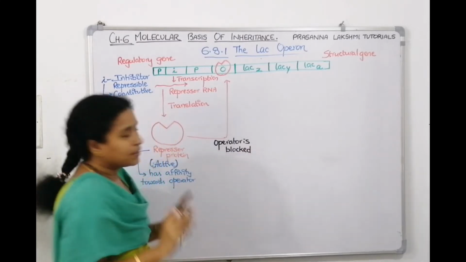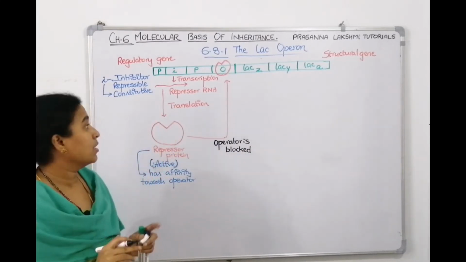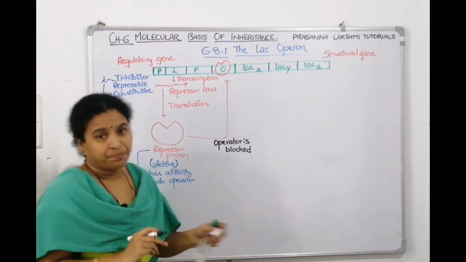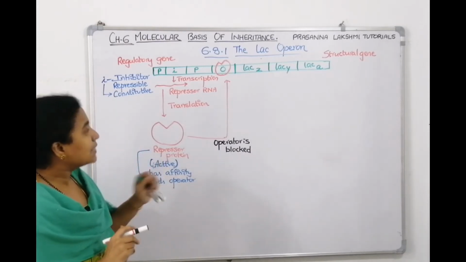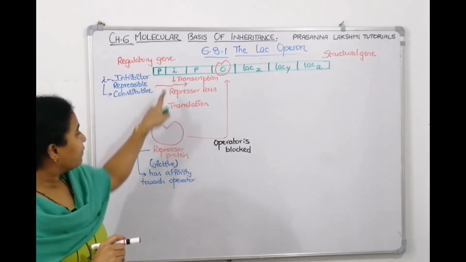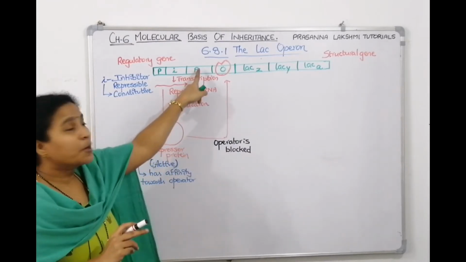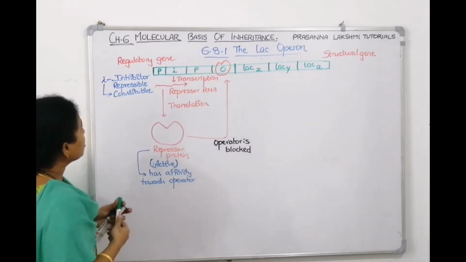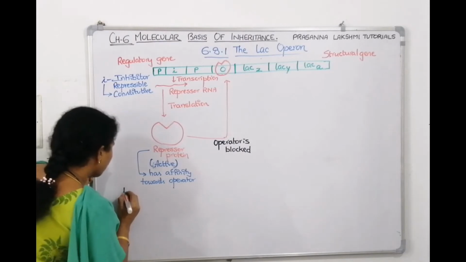In this position, the operator is blocked by the repressor protein. We understood about the I gene, everything in detail. Now let me talk about the P gene. We finished the I gene. Now let's talk about the P gene.